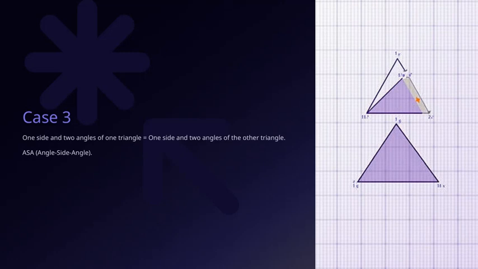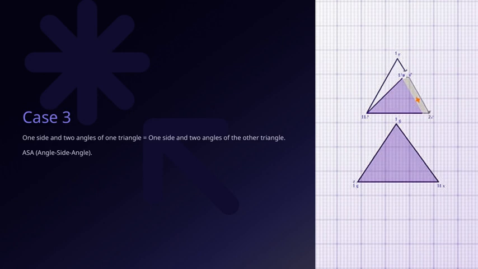This one involves having one side and 2 angles of one triangle equal to one side and 2 angles of another triangle. The key here is the ASA, or angle-side-angle, criterion. When 2 triangles have 2 angles and the included side equal, we can be confident that the triangles are congruent. This is because the 2 angles determine the shape, and the included side fixes the size of the triangle, ensuring complete congruence. Remember, ASA is one of the important criteria we use to establish triangle congruence beyond just side-side-side.